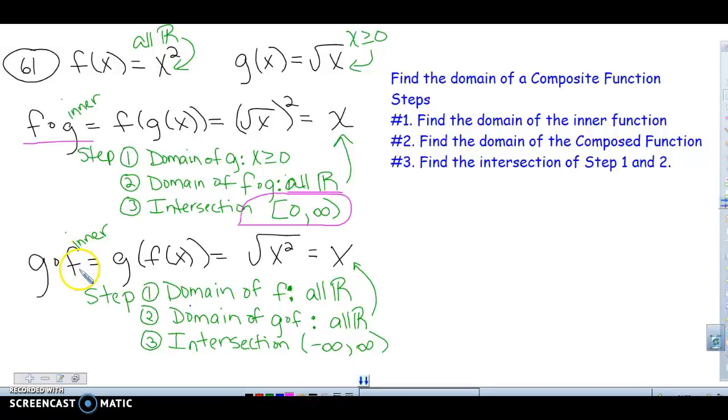G composed with f, the inner function now is f. So you're taking this and plugging it in here. You would get the square root of x squared, which is x. The domain of the inner function, following these steps, remember, is all real numbers. The domain of the composed function, which is this here, has no fractions, no even radicals, so we would say it is all real numbers. Now, what is the intersection of these two answers? All real numbers. So this would represent the domain of our composed function, g composed with f.